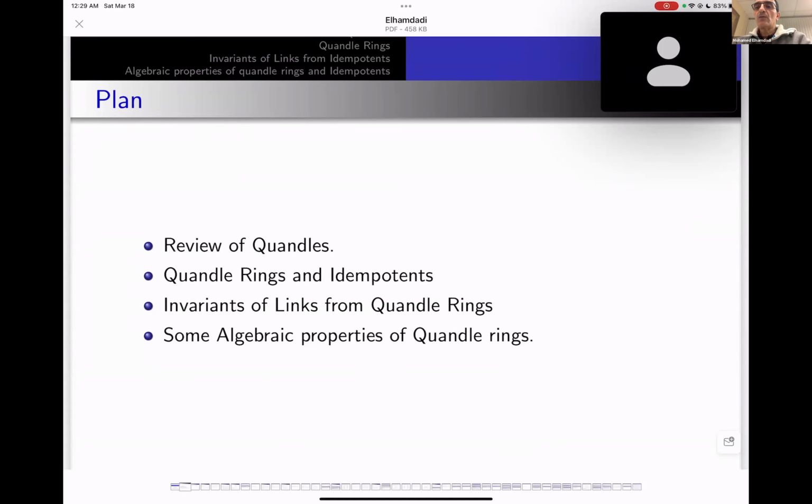I got interested in quandle rings a couple of years ago when I saw a paper of Bardakov, Passi, and Singh on the arXiv. And then I started investigating quandle rings. One can think of them as parallel to group rings.